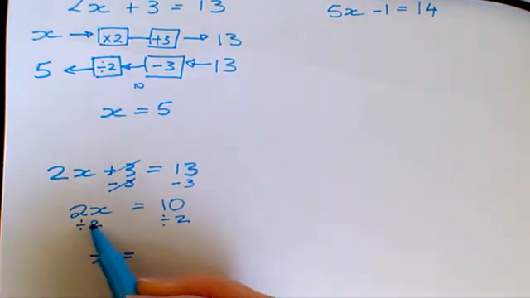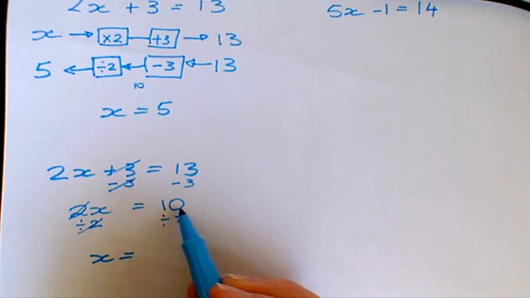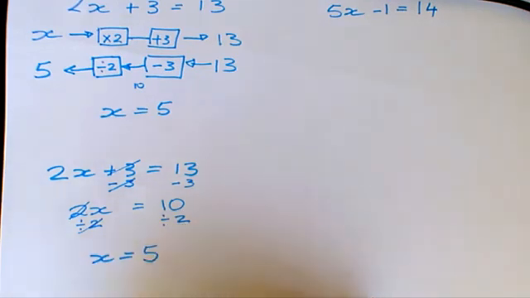What I do to one side, I do to the other. So that's going to cancel out. I'll have x left here, and 10 divided by 2 is 5. So you can use both methods.